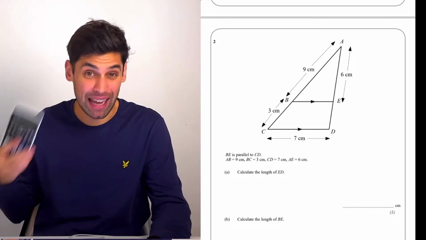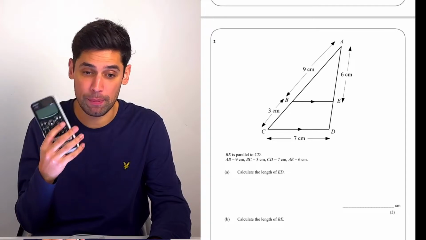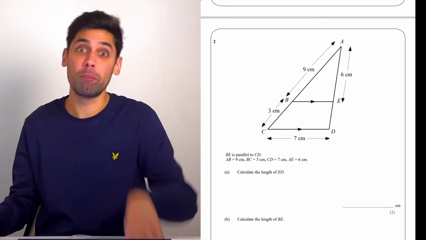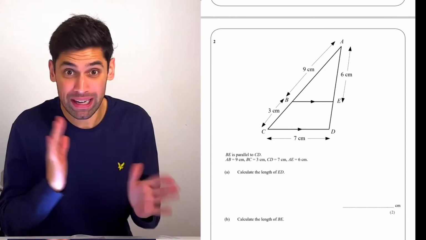We are going to probably need our calculator for this. So if you have a calculator on standby, I'd grab it. Or if you have it in your bag or downstairs or something, run and get it.